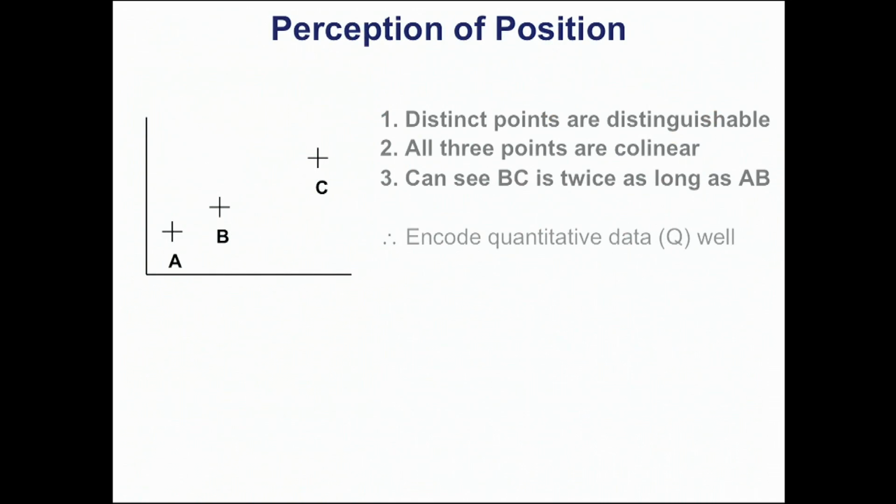Okay, so here's a bit more from Bertin. He also considered the way that people perceive the visual variables in the marks. And so here we have a set of 3 point marks. The pluses are little representations of points. And we can see that the points are easily distinguishable from one another. And in this case, they're collinear. We can also compare the distances between them. So we see that BC is twice as long as AB. And Bertin used this kind of reasoning to suggest that position is really good for encoding quantitative data. Okay, so where we have differences in distances between the data, this kind of encoding using position is really good.